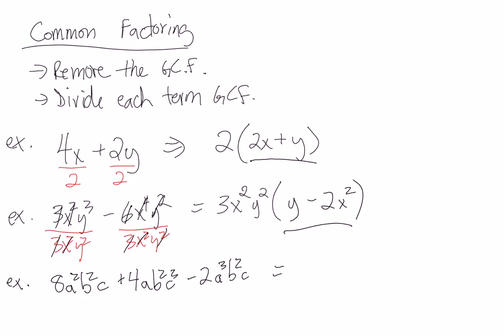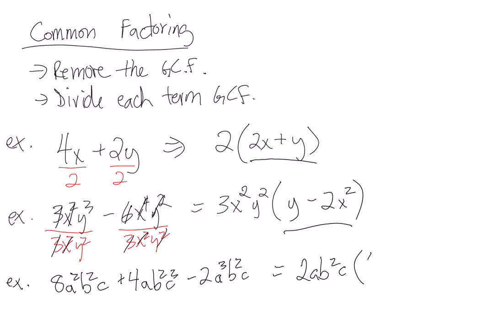So our greatest common factor between 8, 4, and 2 will be 2. And then do your a's, we have a squared, a and a cubed, so a to the 1 will be the smallest. We have b squared, b squared, b squared, so we all have b squareds. And we have c to the 1, c to the 3, c to the 1, so that'll be c to the 1. So we want to divide each of those out.